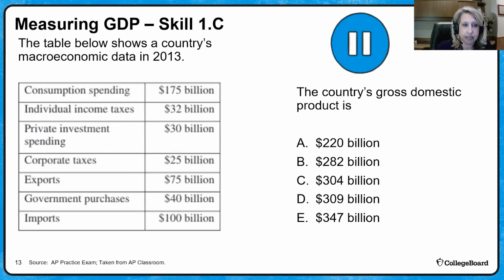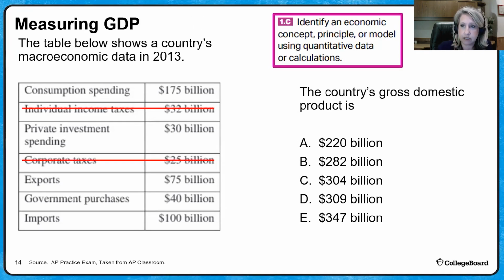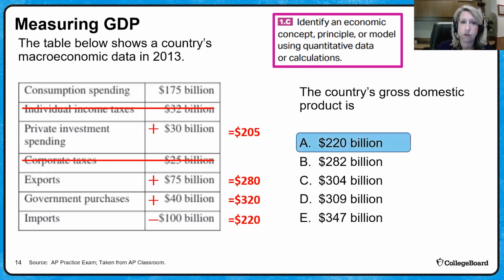So what you probably did was you crossed off those things that are not counted as GDP, which include taxes, and then you're going to sum the rest. So consumer spending plus gross private domestic investment plus exports plus government purchases, that all counts and gets added. Imports are counted but subtracted. So we subtract that last $100 billion and that gives us our final value. $220 billion is the answer.